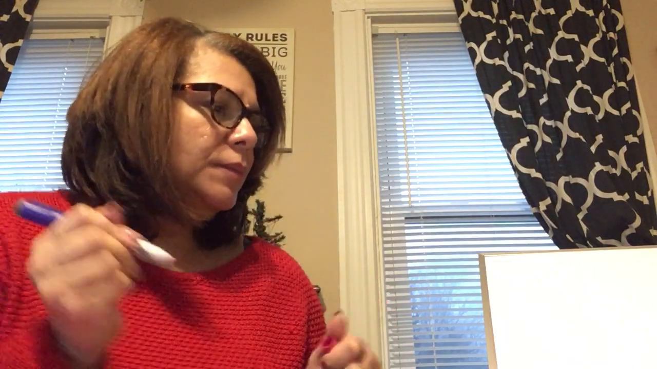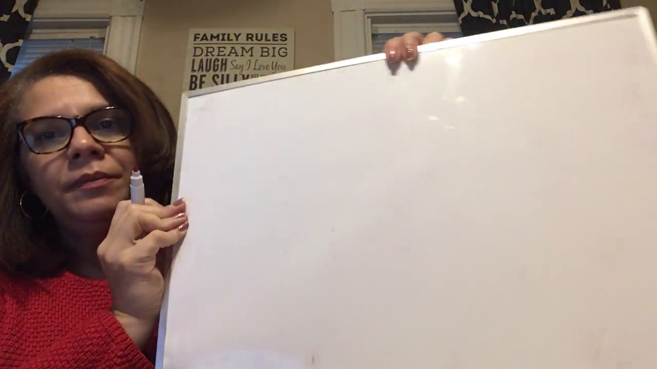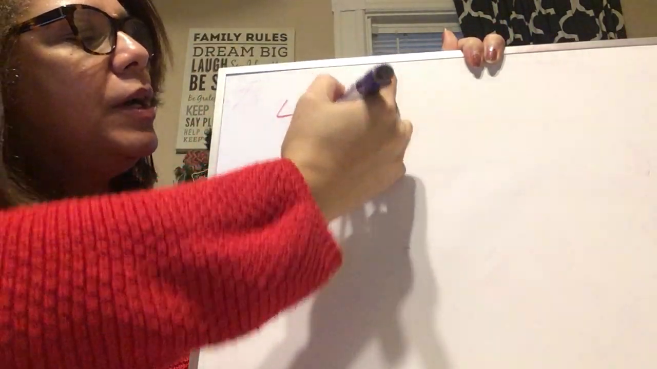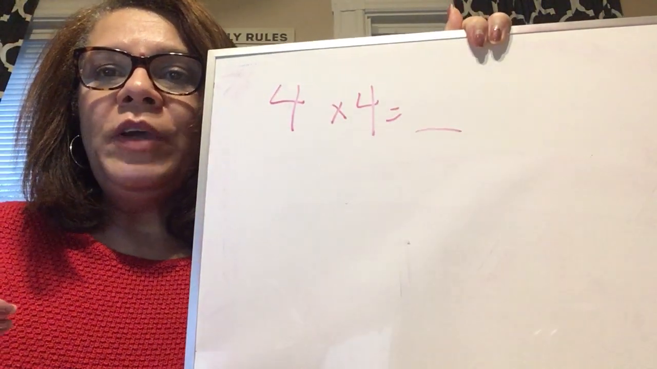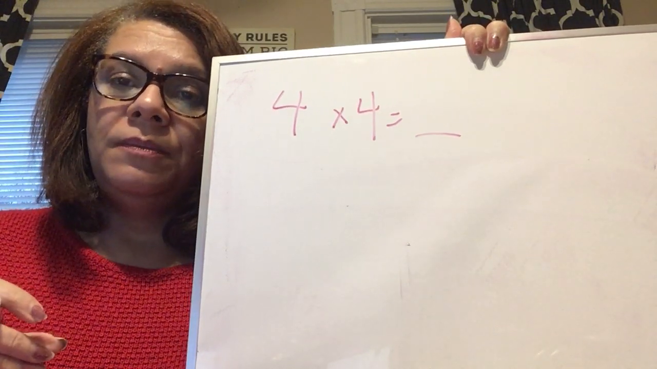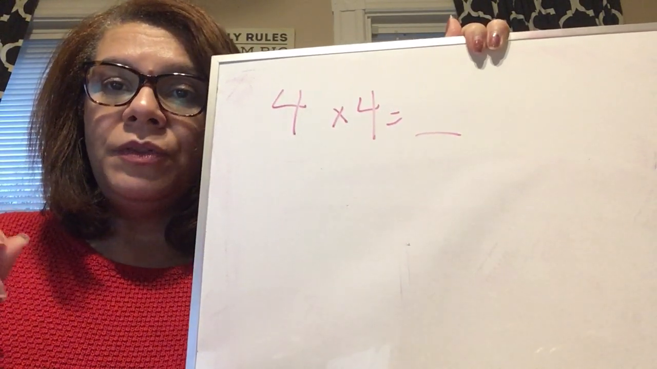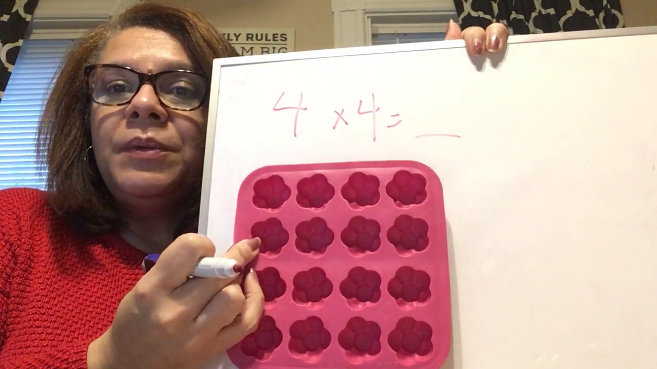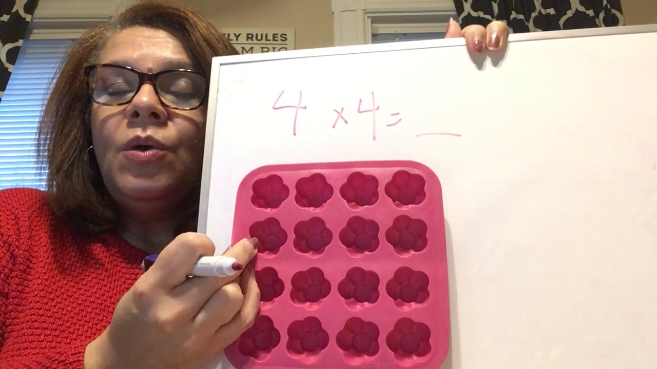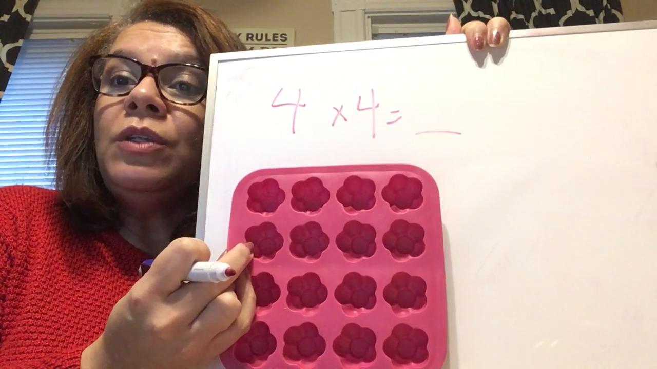How do we write? What equation can we write to show 4 rows of 4? So 4 rows of 4, and I'm going to put it right over here. 4 rows of 4 is 4 times 4. And today we're going to be reviewing our 3s and our 4s. Okay, so that's today's lesson, the 3s and the 4s. So we could count each of these flowers to see how much 4 times 4 is, or we could count by 4s. So why don't we do both, okay?